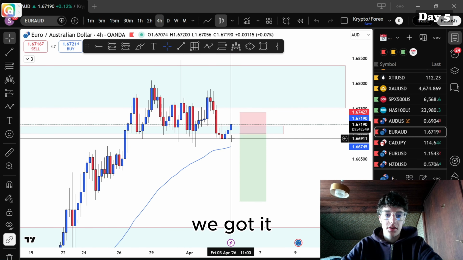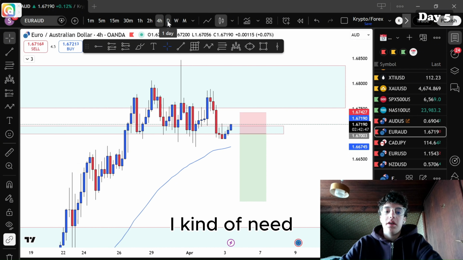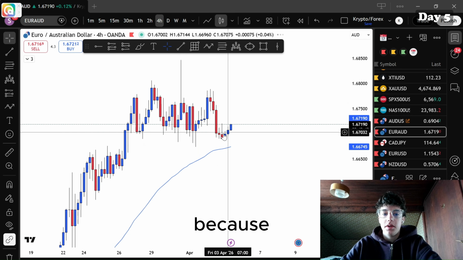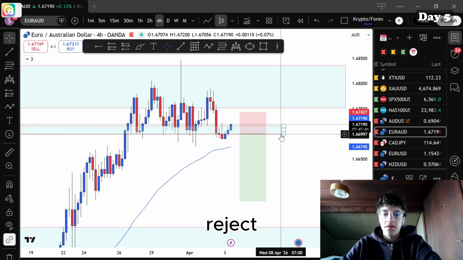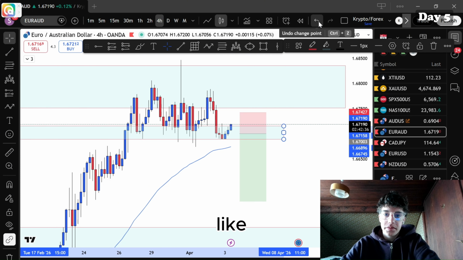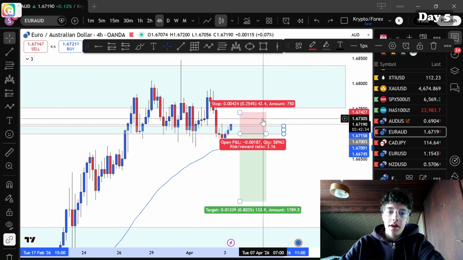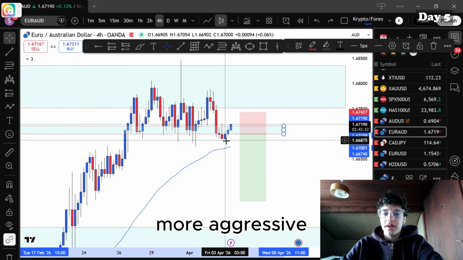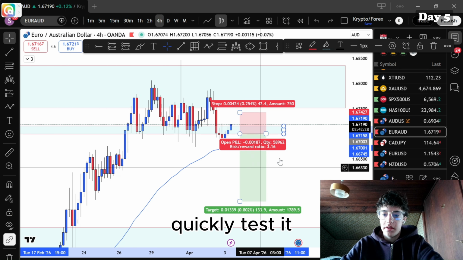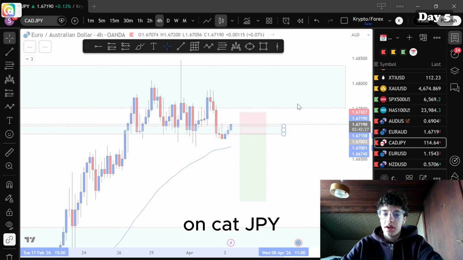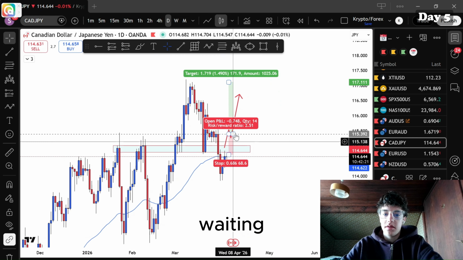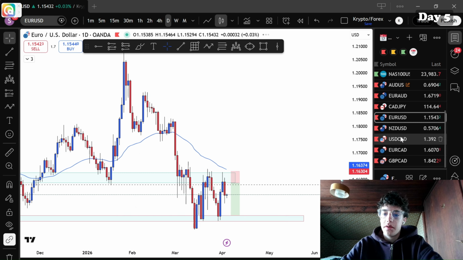Actually we got it right now, but I kind of need better confirmation. I need a more aggressive push to the downside, because we can still reject to the upside from this area of interest. We can still do like this right here. So I want a little bit more aggressive push to the downside, maybe an engulfing to the downside, and then a quick retest to then sell. On CAD JPY, still the same. I'm still waiting for the market shift.